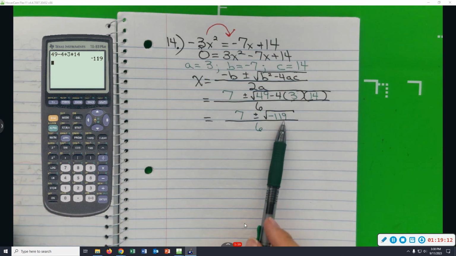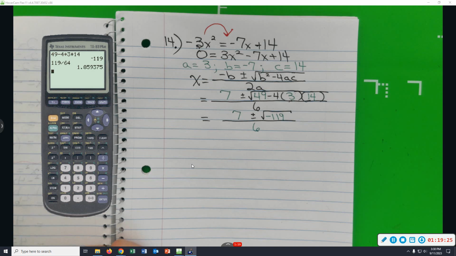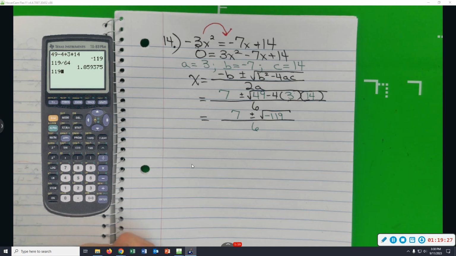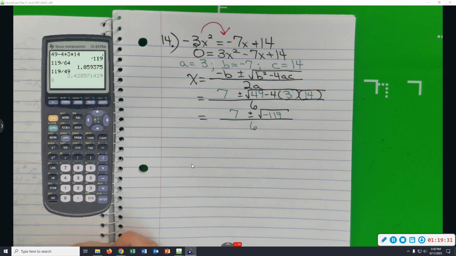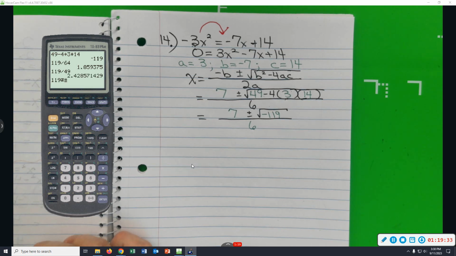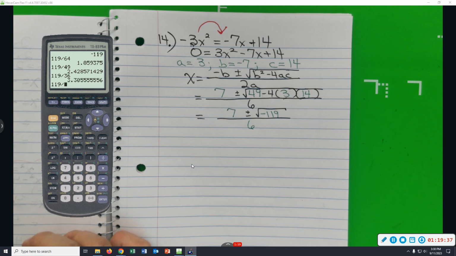Is 119 a perfect square? That last one we had a perfect square here. No. Can we simplify 119? I don't think we can simplify the square root of 119. Here's what my brain is doing, asking myself, if I divide by a perfect square, does it divide evenly? So here I'm using the calculator just to sort of show my thought process.